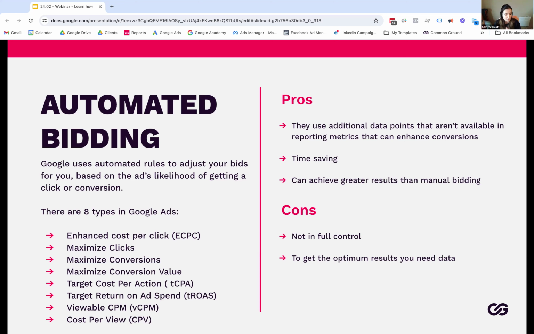With these, Google can use the additional data points that I mentioned, that aren't available for everything. They're time saving, so you don't need to be going in every single day to check: are my keywords able to be shown, have I got a low bid, is my bid too low? You don't have that. And what I've seen is you generally achieve greater results with them compared to the previous manual bidding. However, you do have to give up some control, and to get the optimum results, you do need to have data, because that is what Google is basing its decisions off of.